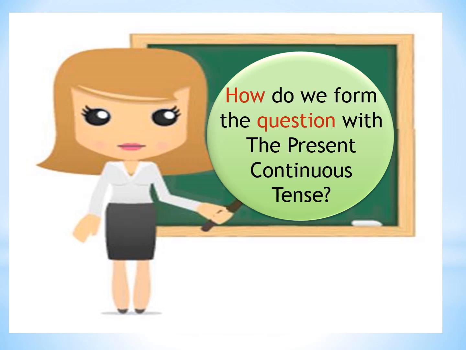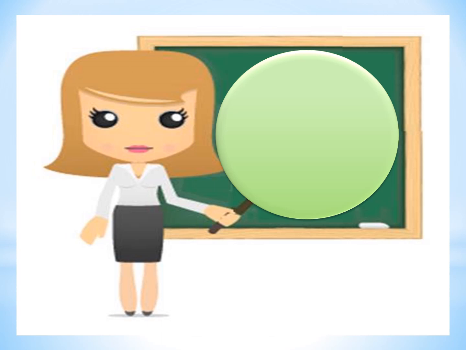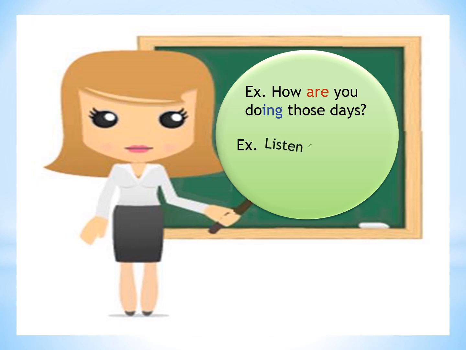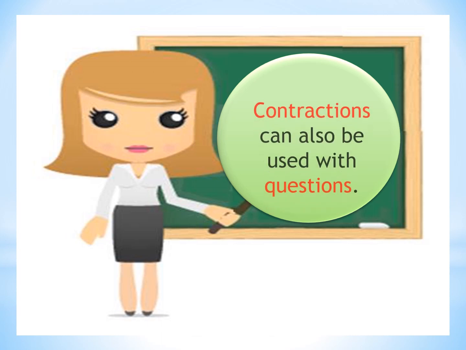How do we form the question with the present continuous tense? It's the same idea here. We don't need a helping verb with the question because we already have verb to be. For example, we say, how are you doing these days? Are is verb to be in the present. Doing is the main verb in the present participle. Another example is when we say, listen, are they singing? Are is verb to be in the present. Singing is the main verb in the present participle.